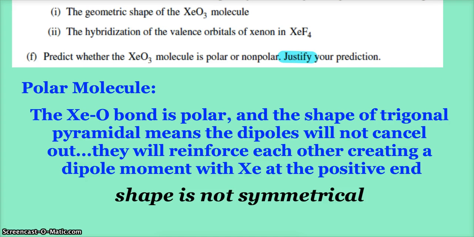Okay, the Xe-O bond is polar. The shape means that dipoles will not cancel out, or you could say because of the asymmetrical shape, or the shape not being symmetrical, this molecule will stay polar. In fact, they reinforce, creating a dipole moment, but that's added stuff you wouldn't have to put there. Your justification would be because the shape is not symmetrical and your dipole moments would not cancel out.